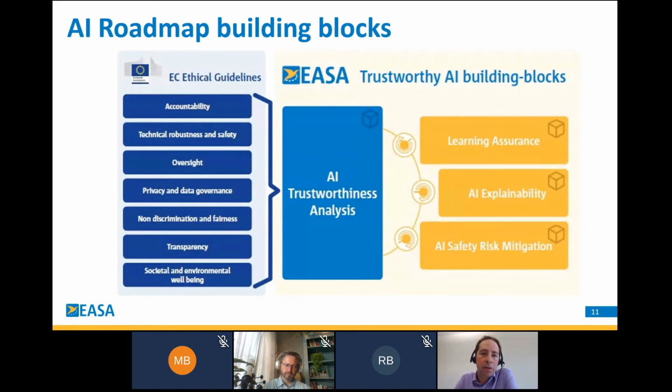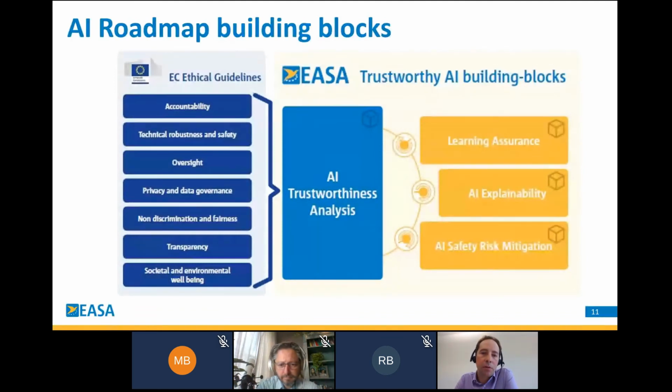The first block is the AI trustworthiness analysis. This is, I would say, a gate and a way to translate the ethical guidelines we received from the European Commission's High-Level Expert Group on AI. Of course, those guidelines are quite high level, so we need to translate them into something practicable for the aviation domain. So that's one of the first aspects.